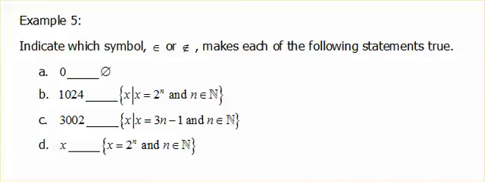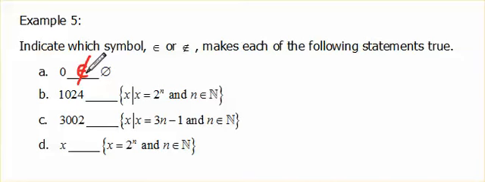Okay, hopefully you did what you were asked and you have answers, so let's check them and see if you're correct. All right, so part A says 0 and the empty set. So is 0 an element of the empty set, or is 0 not an element of the empty set? In this case, 0 is not an element of the empty set. The empty set is the set with no members. It can't have anything in it.